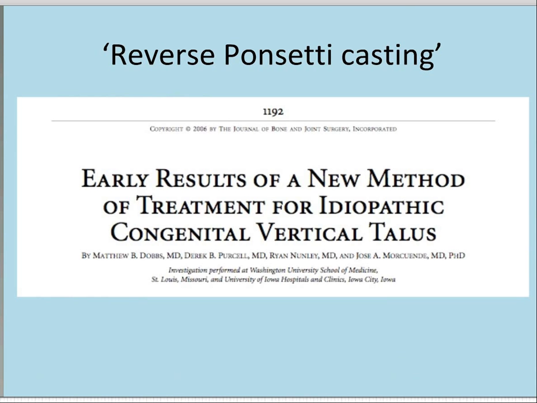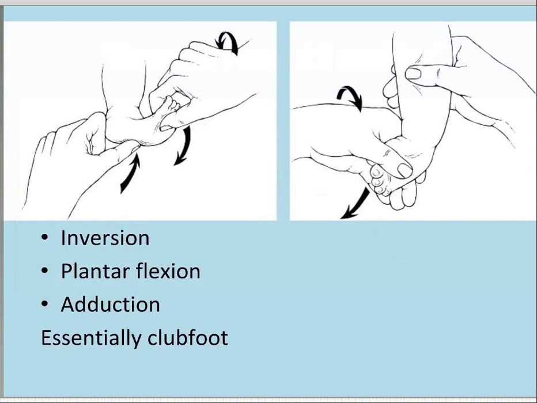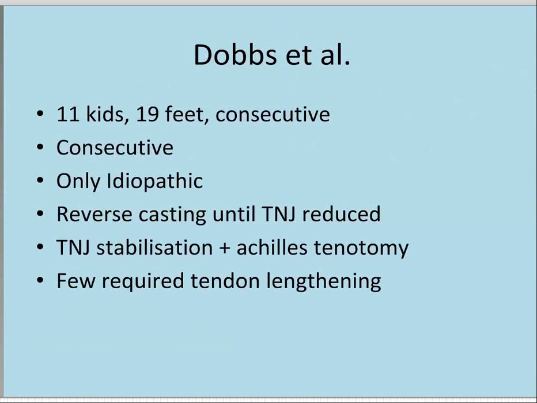And published out of St. Louis, essentially what they propose is to do exactly the same for the vertical talus as you would for the club foot, but in reverse. So all the deformities they have in the vertical talus, you correct by inversion, plantar flexion, and adduction. So you essentially put them into a club foot. And you do this for a period of about 5 weeks or so, or 5 castings, before you try and stabilise them.